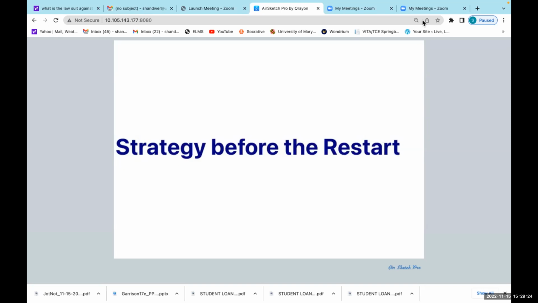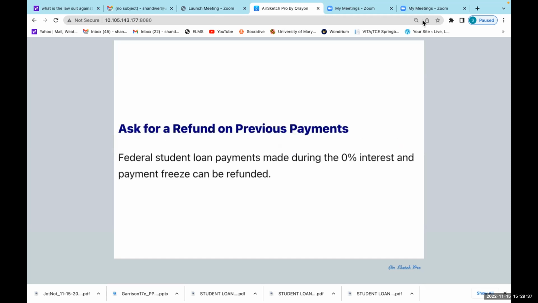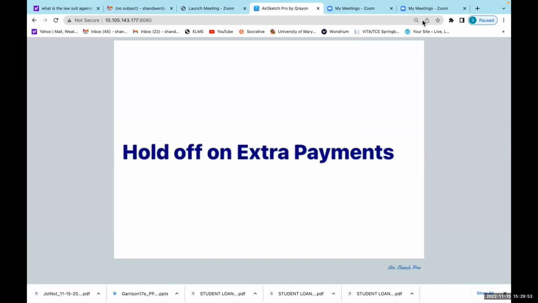All right, let's talk about what you should do before the restart, particularly in the event that the restart gets delayed another time. So if you have a federal loan and you're in the deferment mode where you're not paying, what should you do? Well, first of all, you should probably get refunds on the payments you made during the zero interest period and the payment freeze. You should get those. Just call your loan service provider and see what payments you may have made that you didn't have to make, get them back. And we'll go through why.